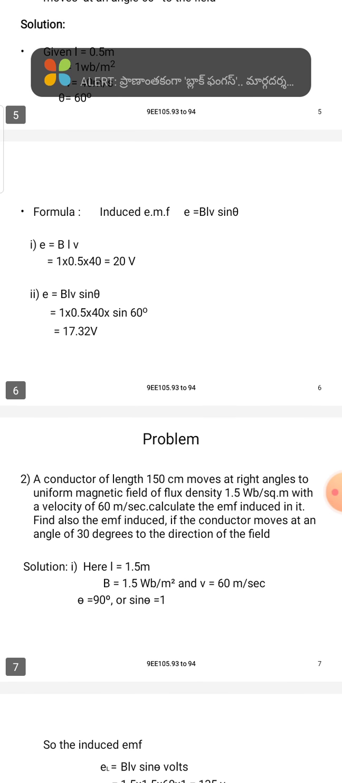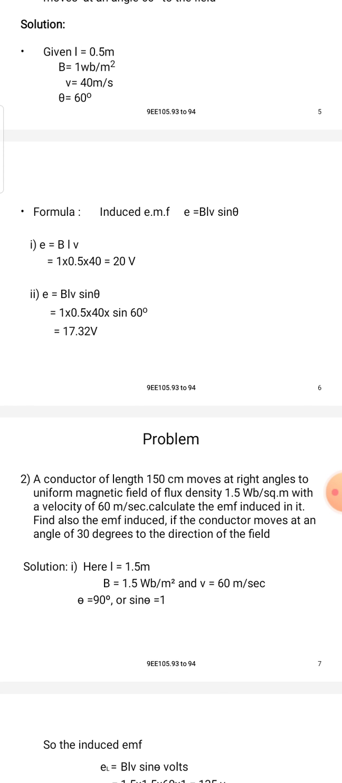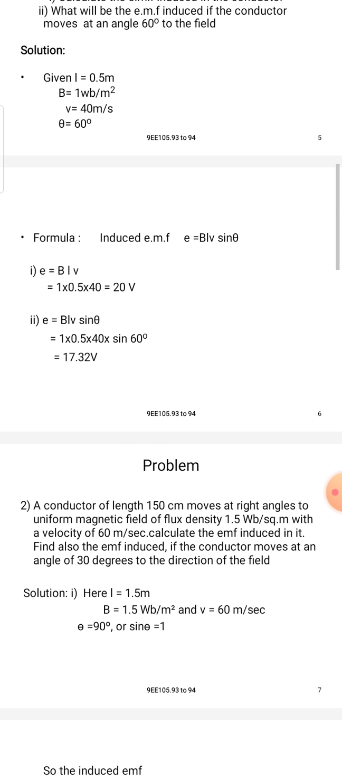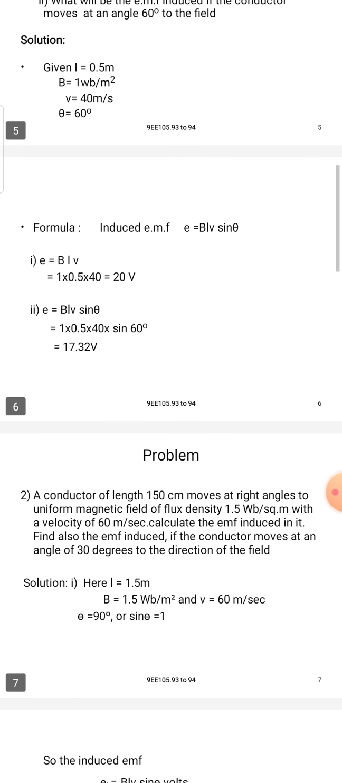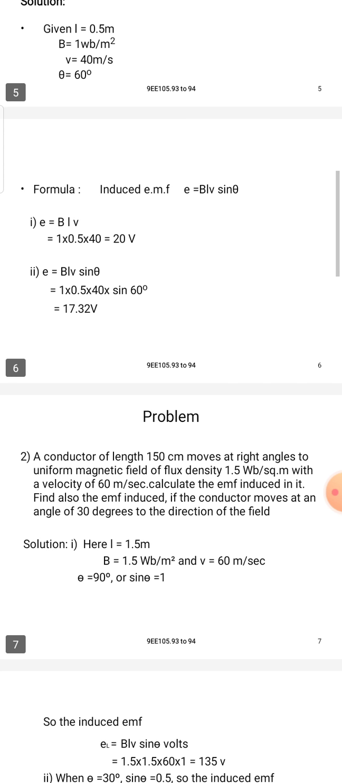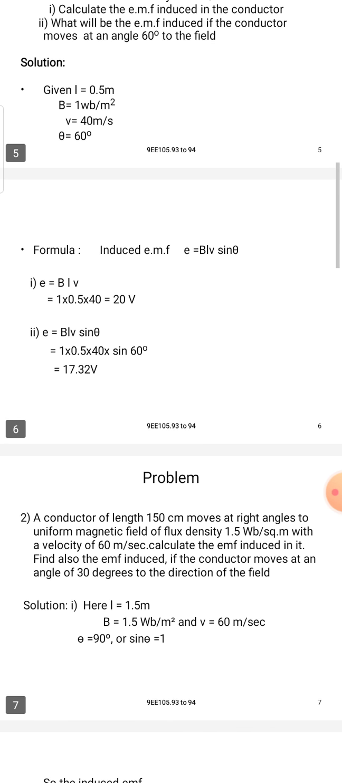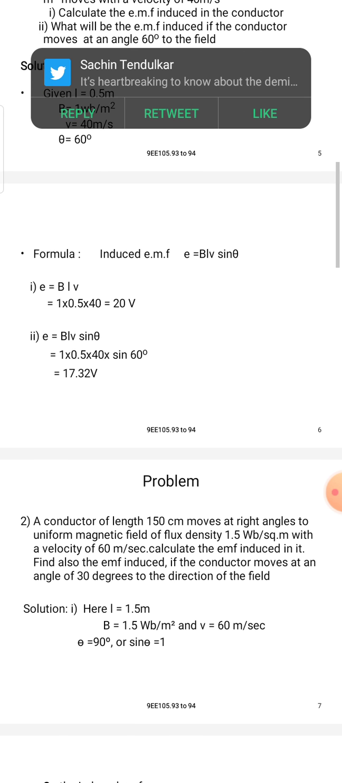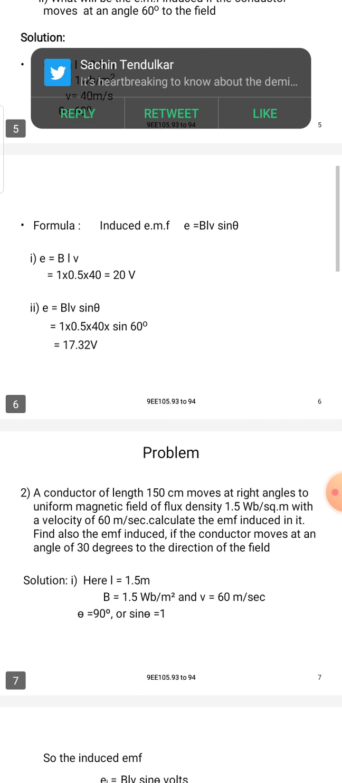At the first condition, calculate the induced EMF, where sin theta is 1. So E is equal to B L V, because sin theta is 1. Substitute the values in the formula: B is equal to 1, L is equal to 0.5, V is equal to 40. You calculate and get the answer, 20 volts.